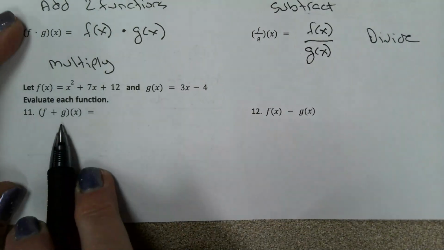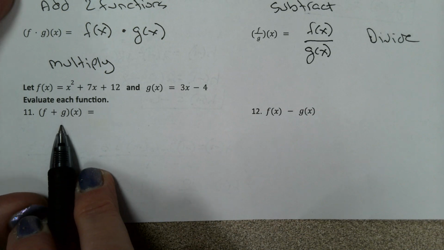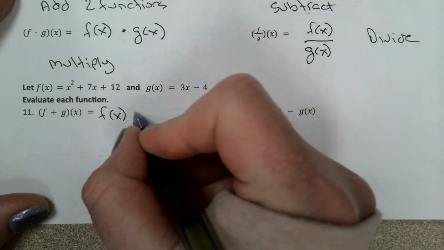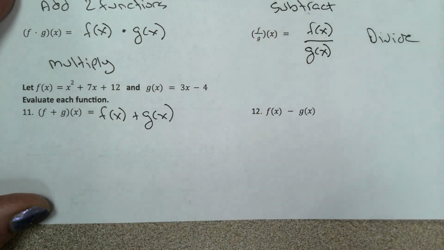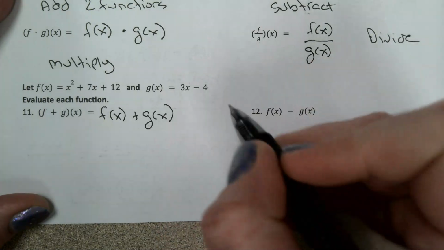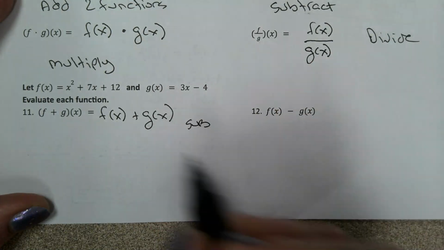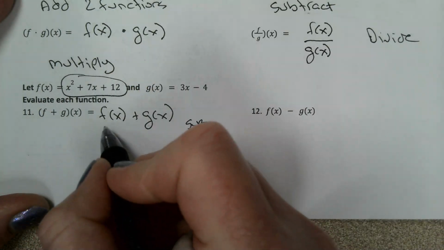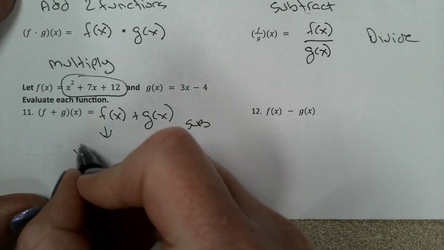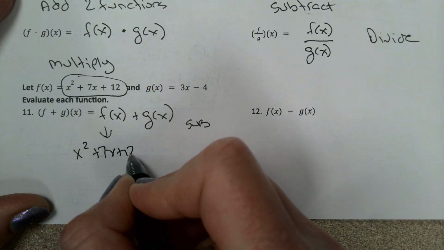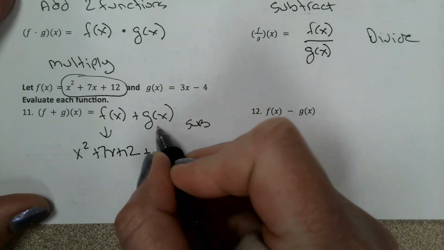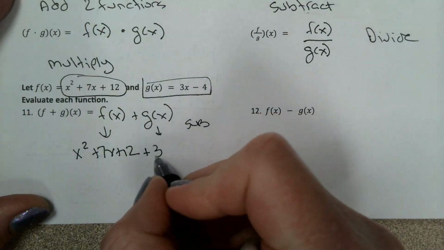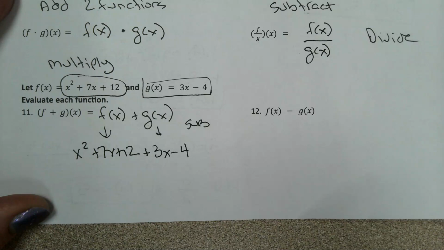So when it says evaluate each function, f plus g of x, so the first thing I would do is I would rewrite it as f of x plus g of x. And then after that, all you have to do is substitute. So f of x is represented by that. So I'm going to sub in x squared plus 7x plus 12. Bring down your plus sign. G of x is 3x minus 4. So 3x minus 4 goes in its spot.